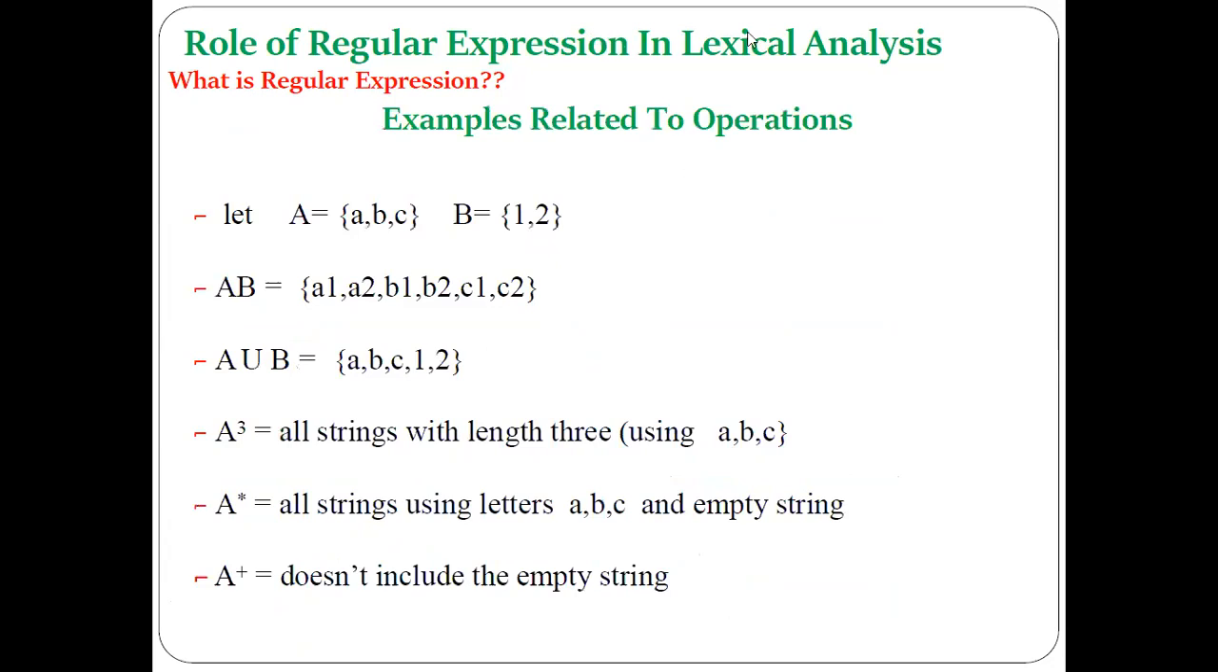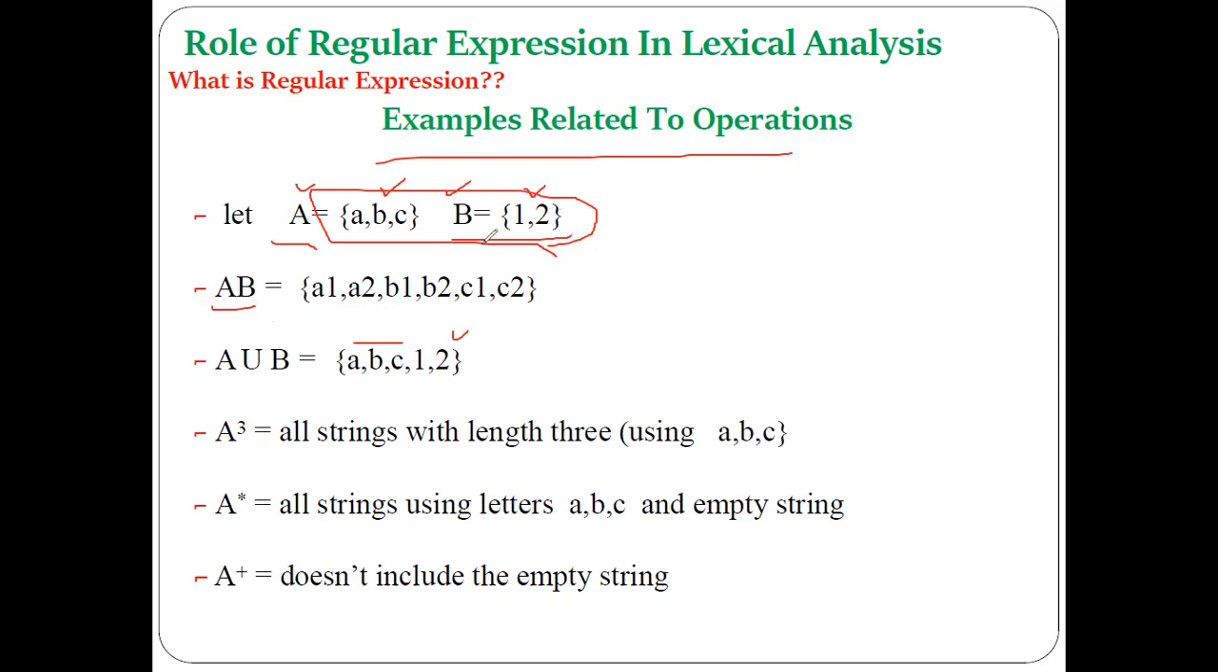For example, let us see an example related to the operation. Let A be a set, A is equal to the terminal symbols A, B, C, and B is equal to the two digits 1, 2. Now if you apply the concatenation operation here, we get the set of concatenation of the A and B sets like A1, A2, B1, B2, C1, C2. So concatenation means we are combining the characters from these two sets. A union B means characters from this set like A, B, C, and characters from this set 1, 2. Here in this set we have the characters as letters, and here we have the characters as digits.